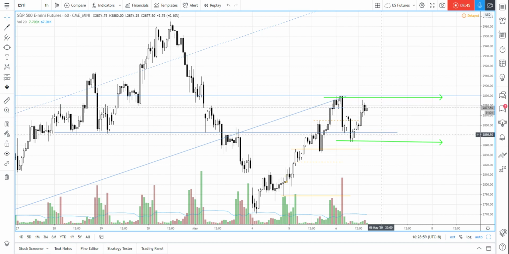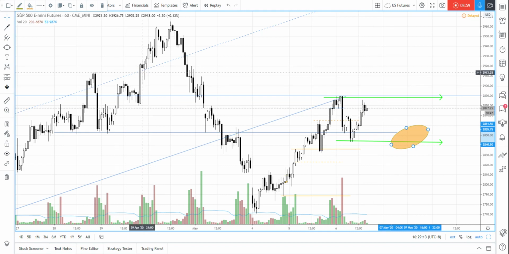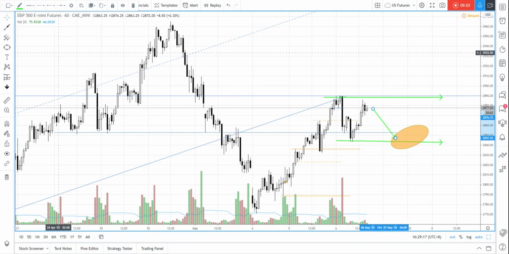However, if we retrace and pull back down to the 2850 level or the swing low at 2844.43, somewhere around here, that should provide some kind of support. Then I might consider initiating a long entry if I see some bounce from there. So basically yeah, I'm neutral at this point.